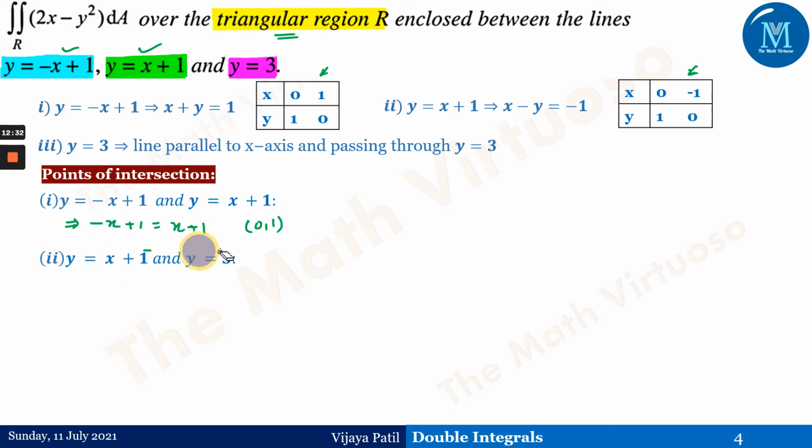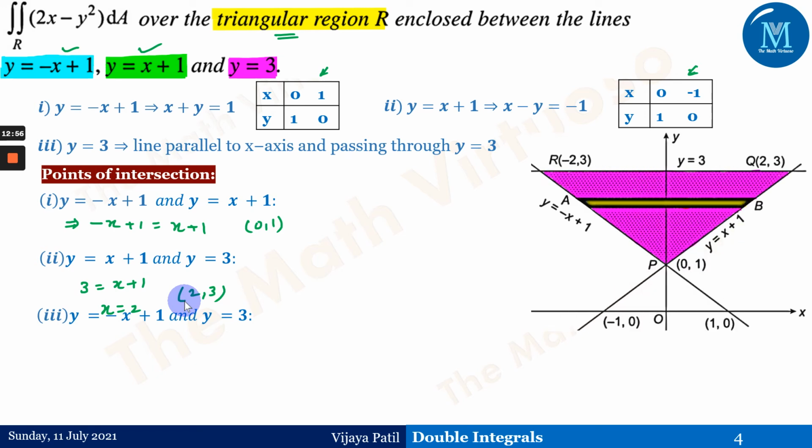Then the second pair is y is equal to x plus 1 and y is equal to 3. If we put y is equal to 3, that means we are getting 3 is equal to x plus 1. That is, we'll be getting x is equal to 2. So we have got the point 2, 3 as the intersection of these two curves. Then looking at the third pair, y is equal to minus x plus 1 and y is equal to 3, we'll be getting this intersection.